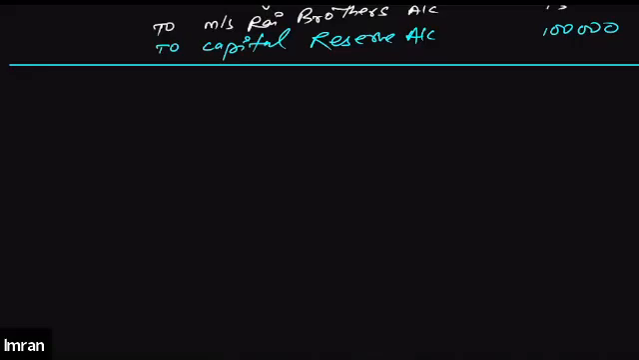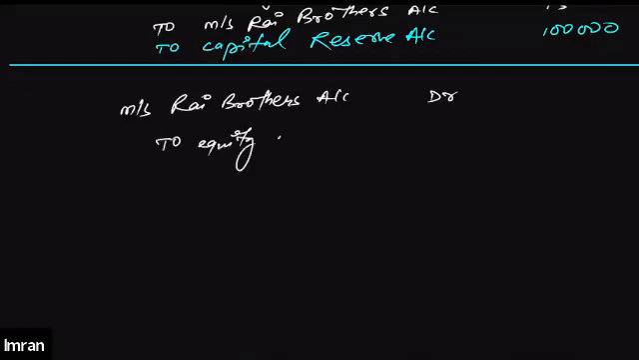So the journal entry for this will be Messrs. Rai Brothers account debit, to equity share capital.